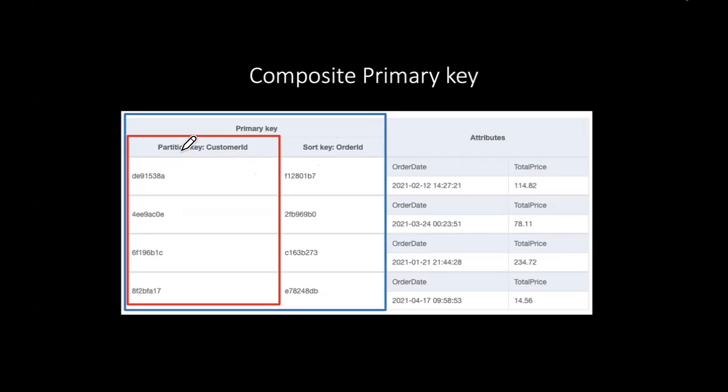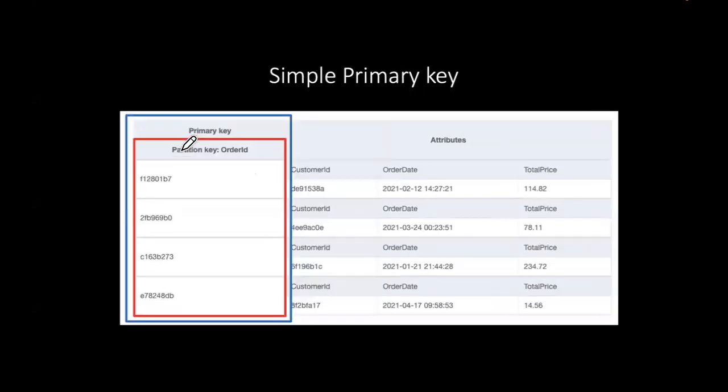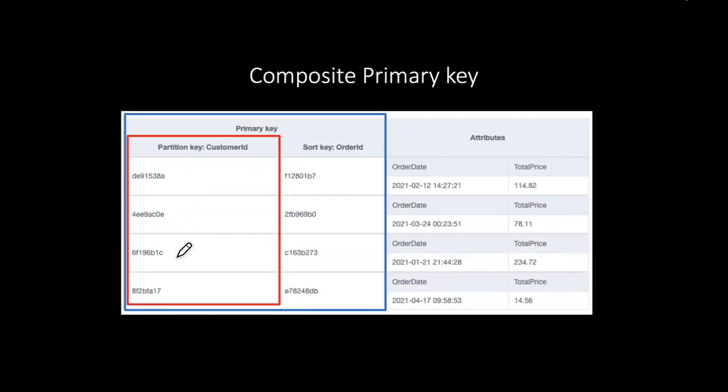In the previous example, order number was the partition key. In this example, customer number is the partition key. But clearly a customer is going to have a number of orders, so this partition key is going to reoccur in a number of items. But because I've chosen order number as a sort key, when I combine order number with customer number, that's going to be unique.